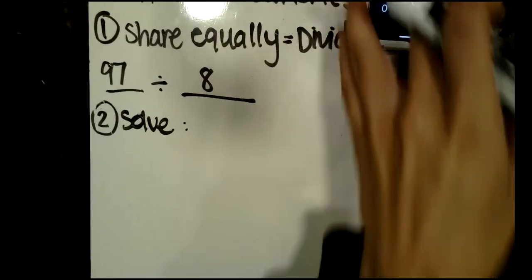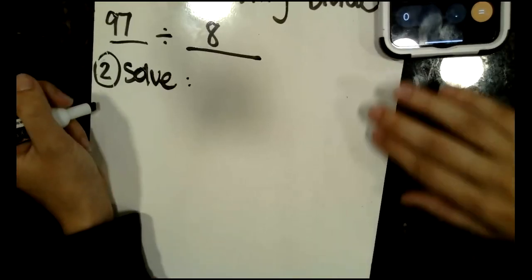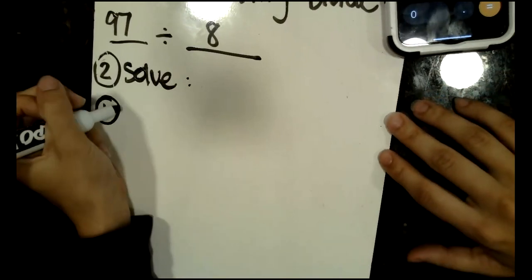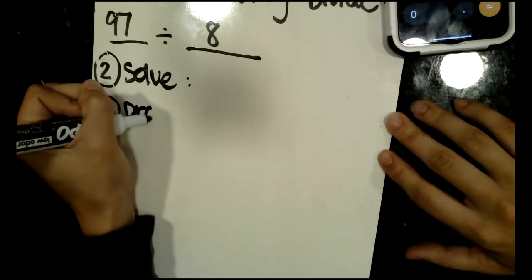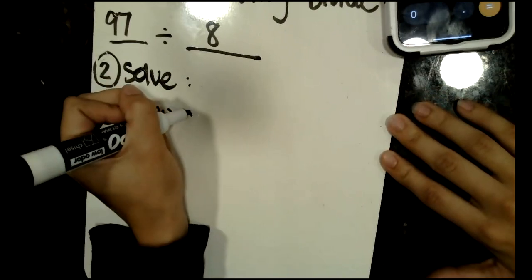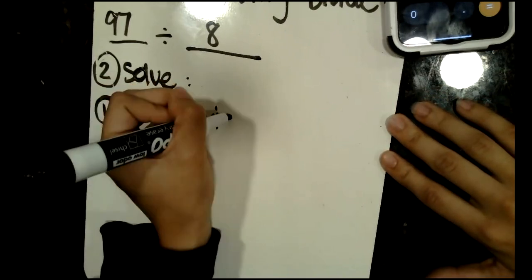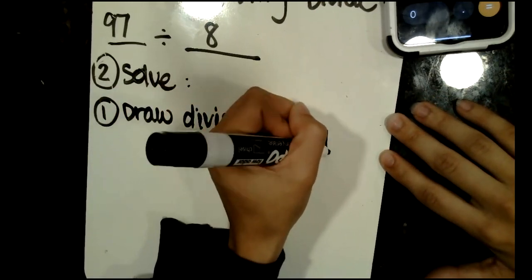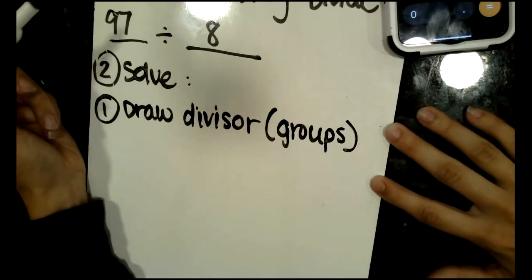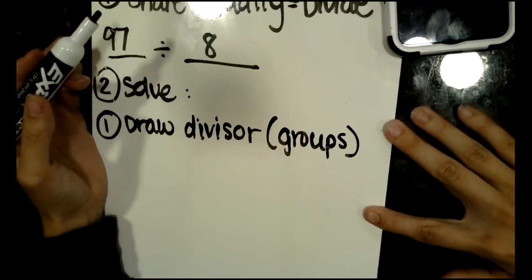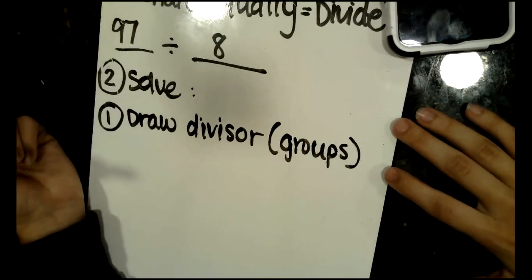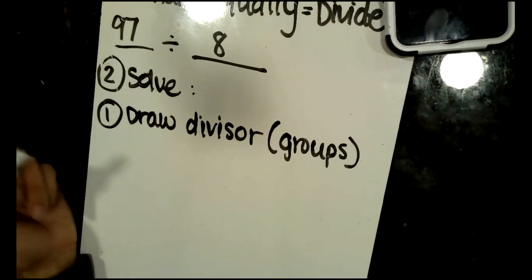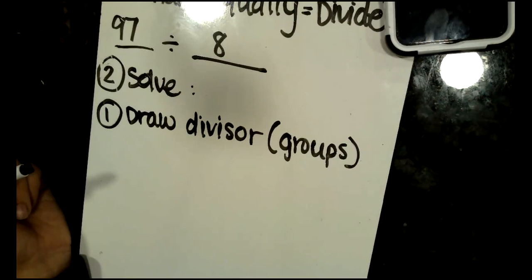So I'm going to go with my 1, 2, 3 steps. The first step is to just draw how many groups I have. You're going to draw your divisor. How many groups? Am I dividing something by 100 groups, or by 8 groups? I'm definitely dividing something by 8 groups. So go ahead and draw that now.